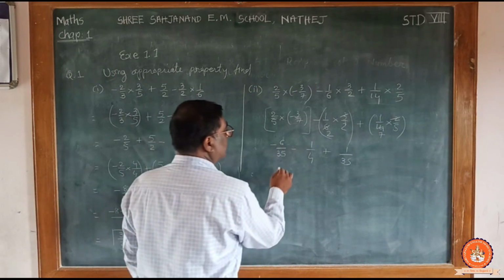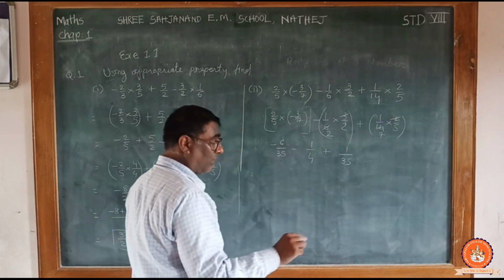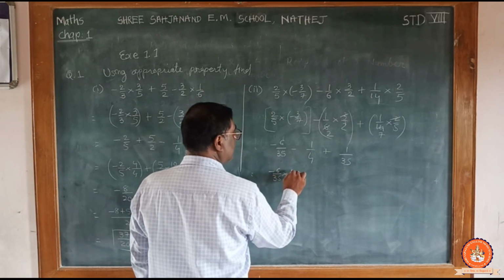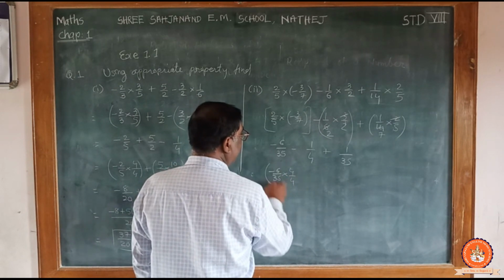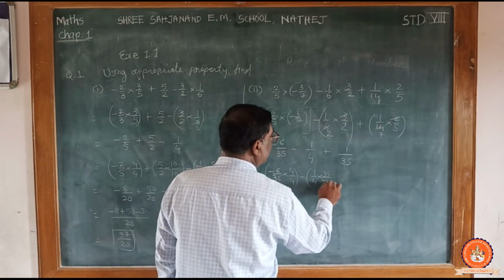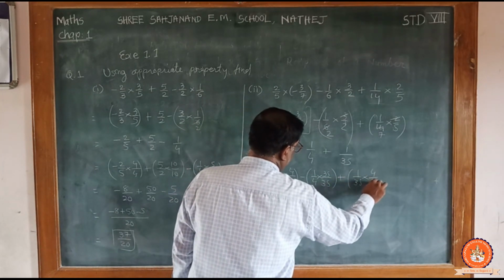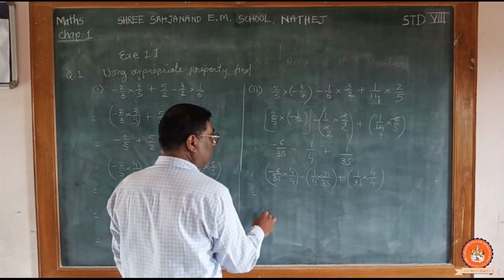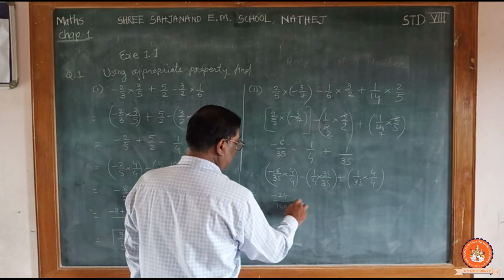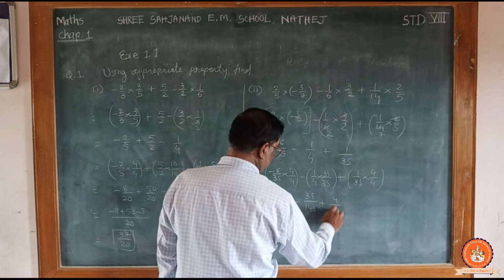Okay, so there is LCM of 35 and 4 is 140. So minus 6 upon 35 will be multiplied by 4 divided by 4, minus 1 upon 4 multiplied by 35 divided by 35, plus 1 upon 35 will be multiplied and divided by 4. So minus 24 upon 140 minus 35 upon 140 plus 4 upon 140.